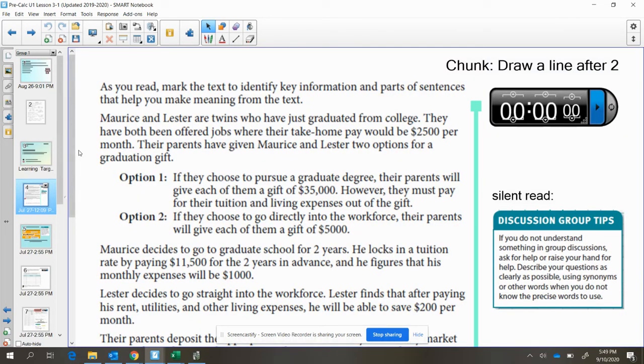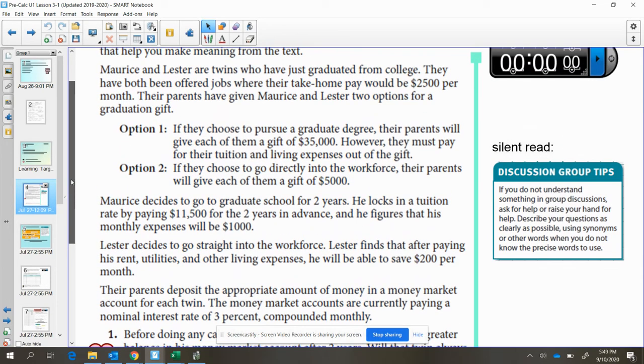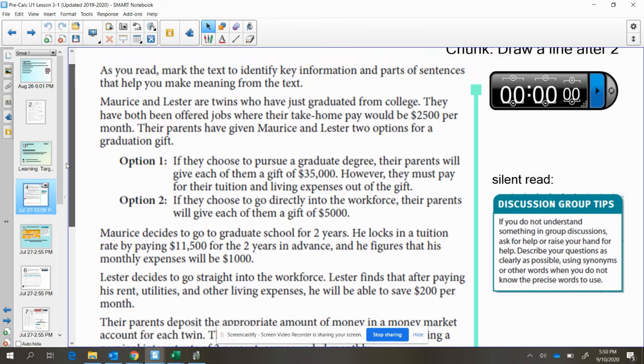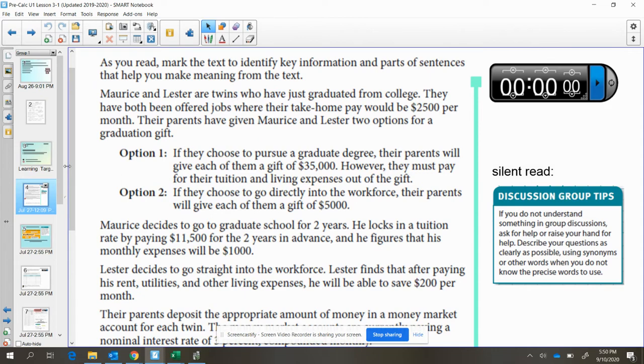So we are on page 33, and you're going to want to read through option 1 and option 2, what twins Lester and Maurice have as their options for college and pursuing graduate degrees versus going directly into the workforce. I'm going to have you answer question 1 and question 2.